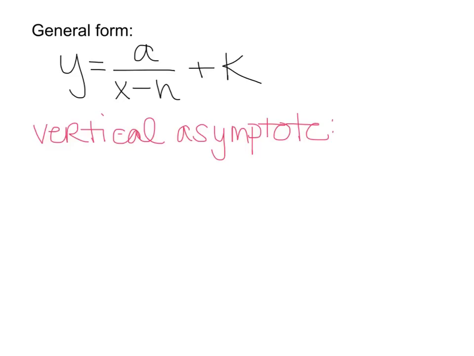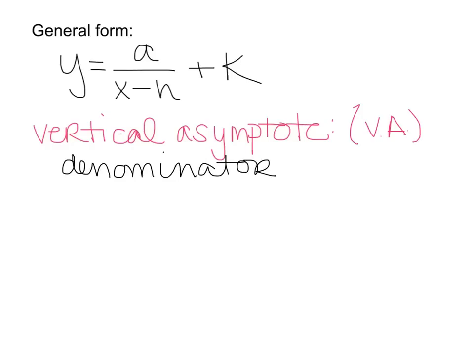Every reciprocal function is going to have a vertical asymptote. I will normally write the vertical asymptote as the VA, so that way we're not writing that out every time. And the vertical asymptote is going to come from the denominator. So, to find out what our vertical asymptote is, we take the denominator, which is x minus h, and we set it equal to 0 and solve for x. So that would mean that my vertical asymptote is x equals h.